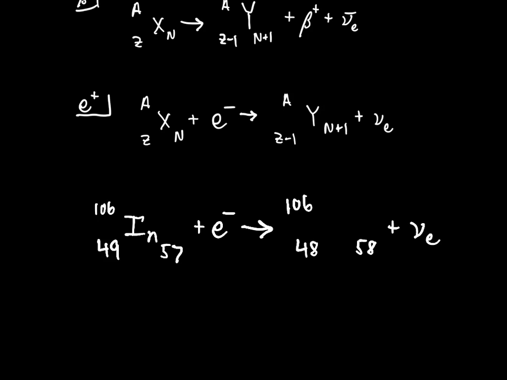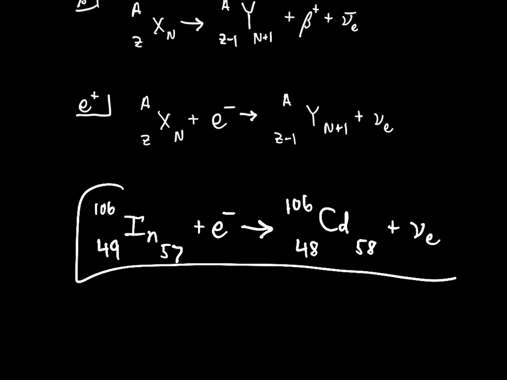So I followed this algorithm. My A stays the same. My Z decreases by 1, so I go from 49 to 48. And my N increases by 1, so I go from 57 to 58. Now I need to look at the periodic table and see what symbol is 48. CD. So there's your electron capture equation. Any questions on that one?